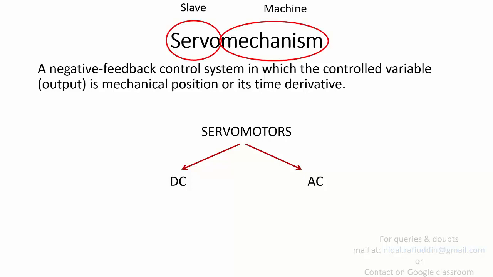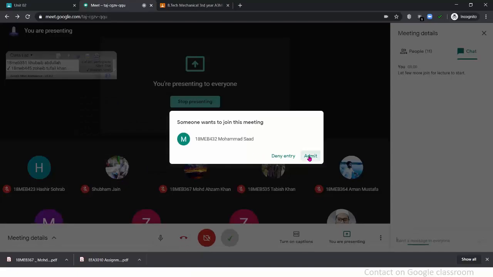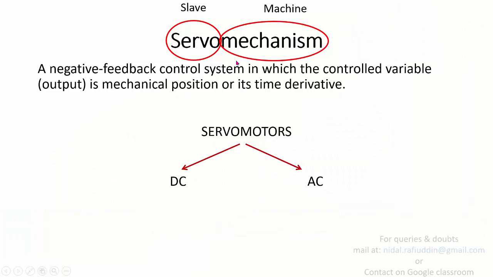And the term servo stands for slave or servant, while mechanism is derived from the Greek word. So servo stands for slave, while mechanism stands for machine. They are classified into two types. One is the DC servo motor, the other classification is AC servo motors. Today we'll try to discuss a part of DC servo motor.